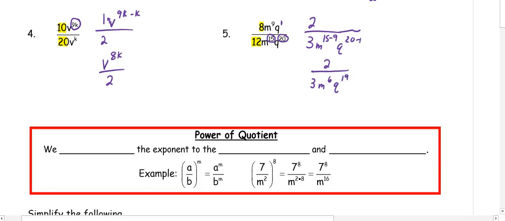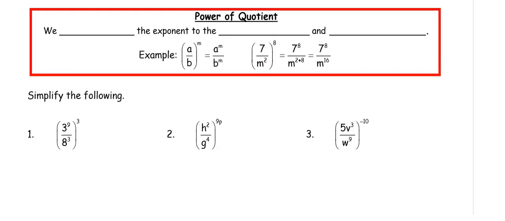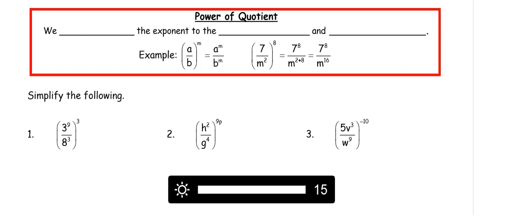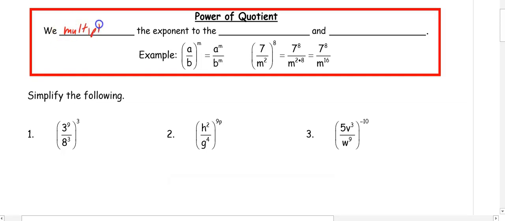The other property that we're going to look at then is the power of a quotient. So when we have an exponent that's on the outside of the parentheses, we are going to multiply those exponents to both the numerator and the denominator.